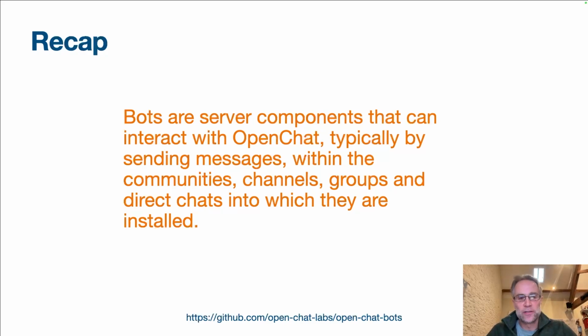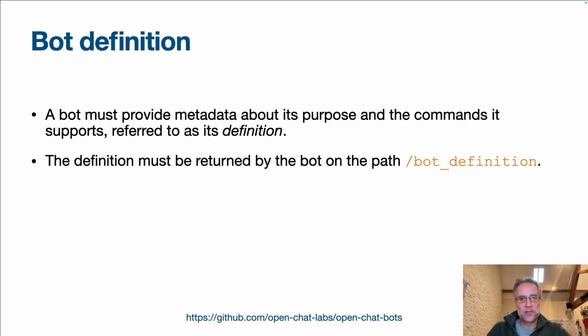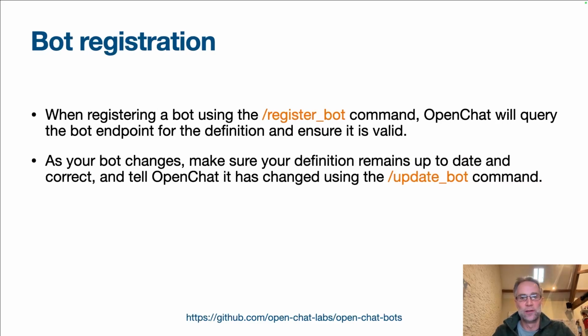Bots are server components that can interact with OpenChat, typically by sending messages within the community, channels, groups and direct chats into which they're installed. When you create an OpenChat bot, whether it's hosted in an internet computer canister or as an off-chain server, it must provide metadata about its purpose and the commands it provides before it can be registered on OpenChat. This is referred to as the bot's definition. The bot definition must be returned when an HTTP GET request is made to the path /bot_definition of your bot's endpoint.